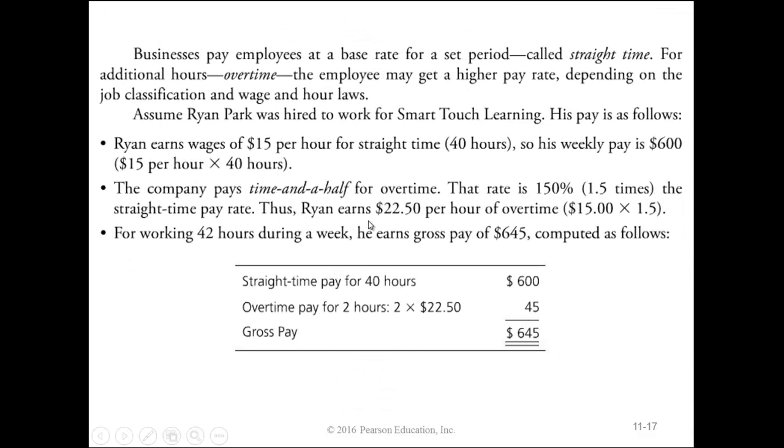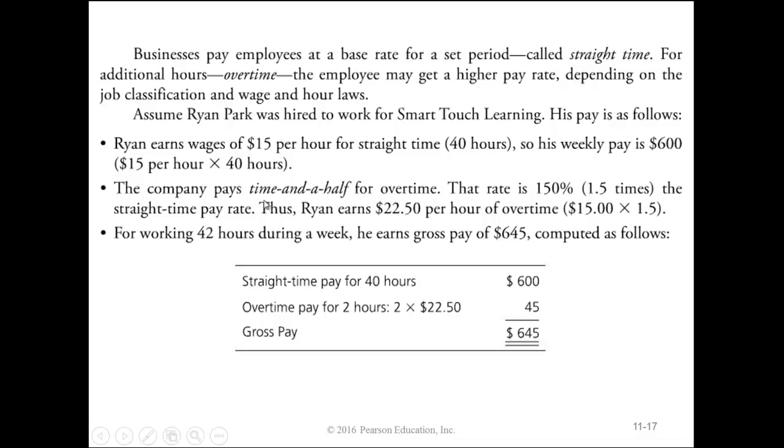So in this example, let's take a look. It says that this employee works 42 hours during the week, and his place of employment pays time and a half for any amount over 40 hours. He earns $15 per hour, and he's paid time and a half for overtime. The rate is 1.5 times straight-line pay.